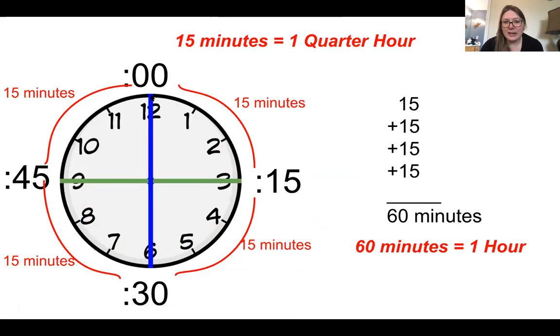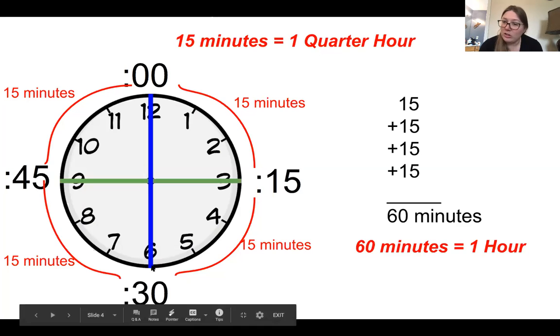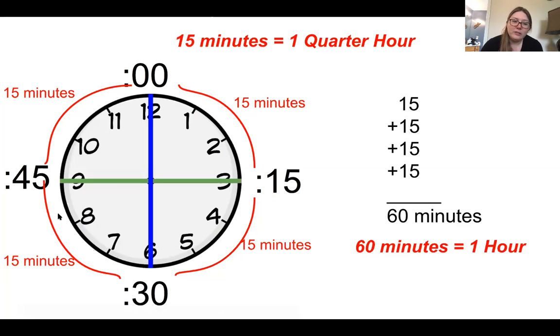So if our minute hand is moving along the clock, this would be 5 minutes, 10 minutes, 15 minutes. That's the first 15 minutes when it gets to the 3. So that's a quarter hour. The next quarter hour is between 3 and 6. We go 20, 25, 30. 30 minutes in is half past, or this is another quarter hour from here to here. And then 35, 40, 45. That's another quarter hour, another 15 minutes.